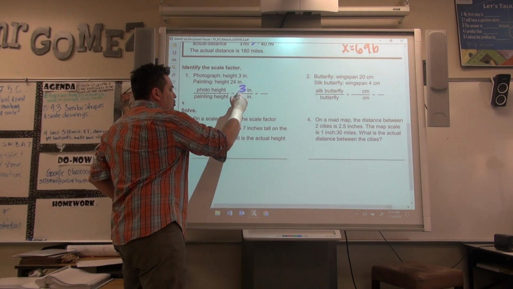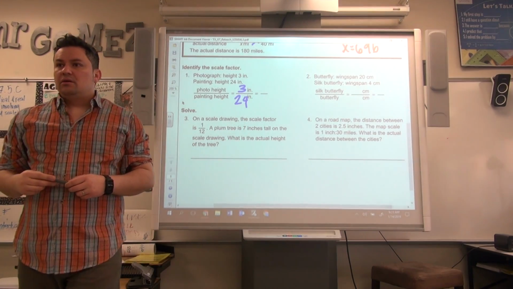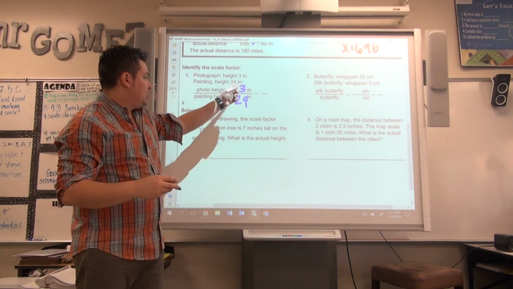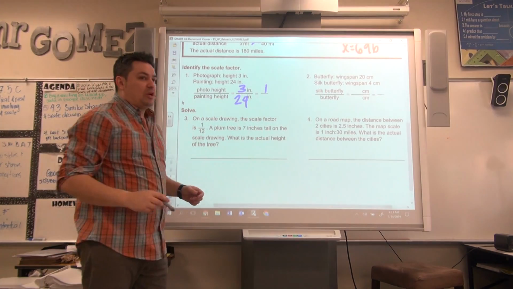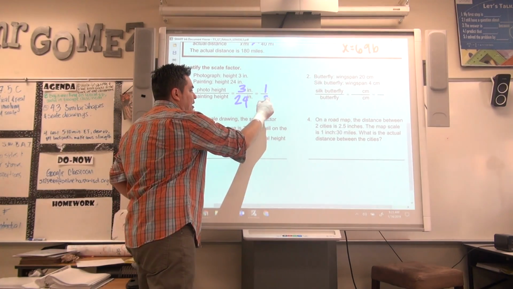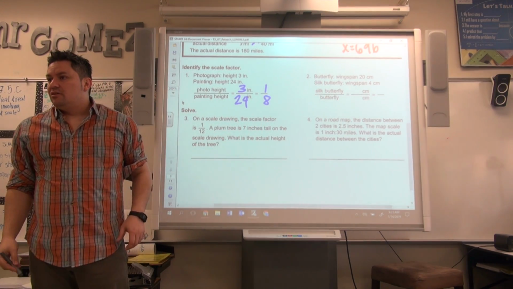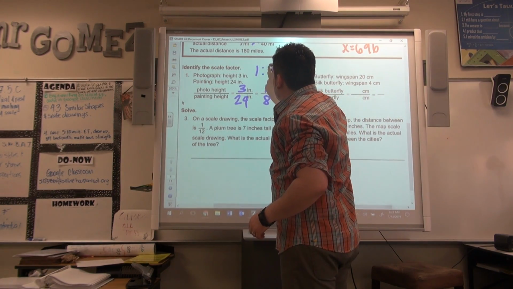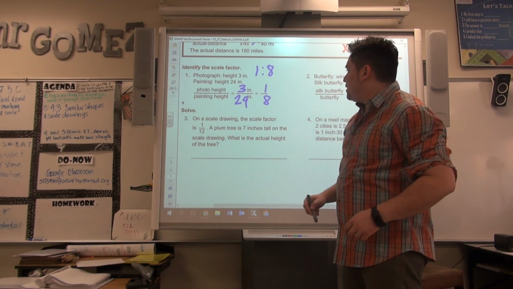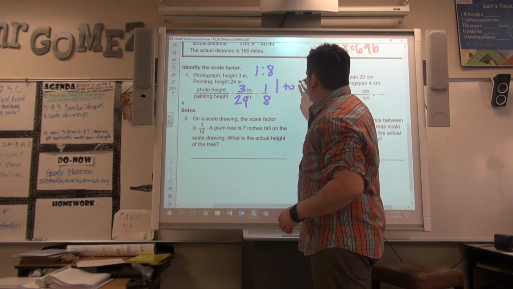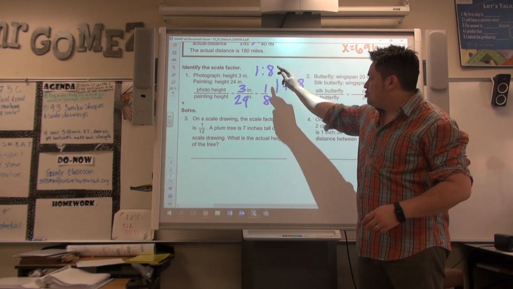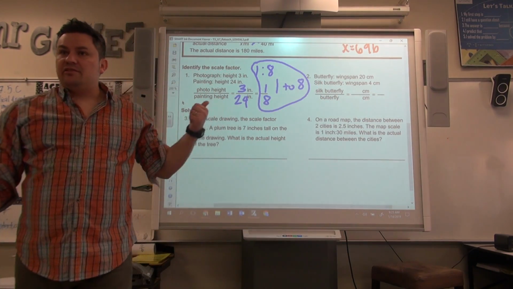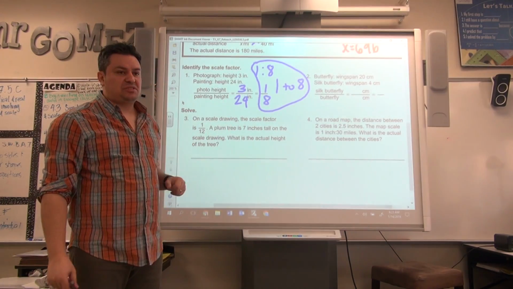24. Can we simplify that? Yes. By what? By 3. 3 divided by 3 is? 1. 24 divided by 3 is? 8. That's my scale factor. 1/8. You can also write it as 1 colon 8, or you can also write it 1 to 8. Those 3 ways are correct. Remember those 3 forms.